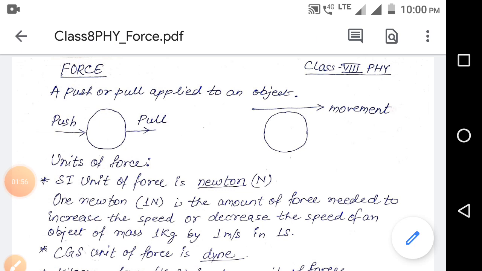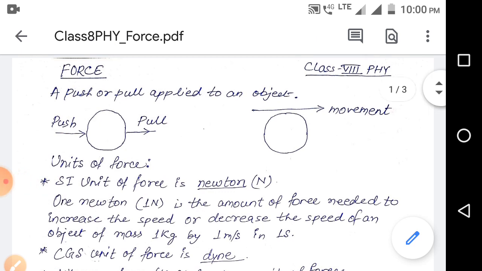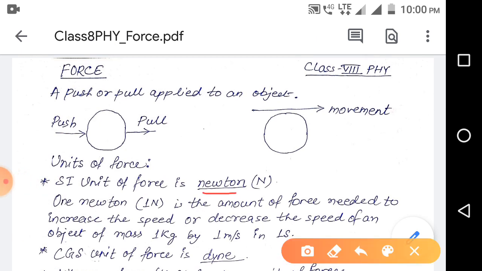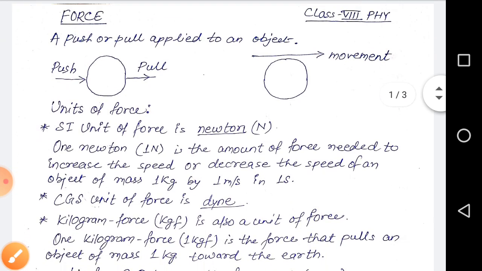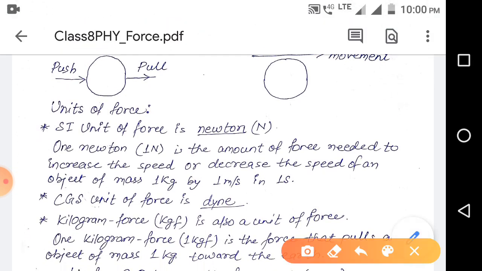Now as force is a measurable quantity, that means we can measure the force. So for this we have units of force. The SI unit of force is called Newton. It is represented by the capital letter N. Now we can define 1 Newton. What is 1 Newton? It is the amount of force needed to increase or decrease the speed of an object of mass 1 kg by 1 meter per second in 1 second. So this is the definition of 1 Newton.